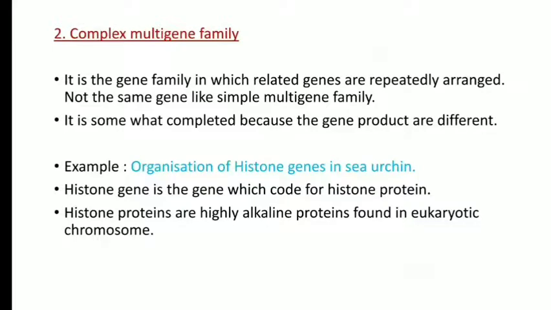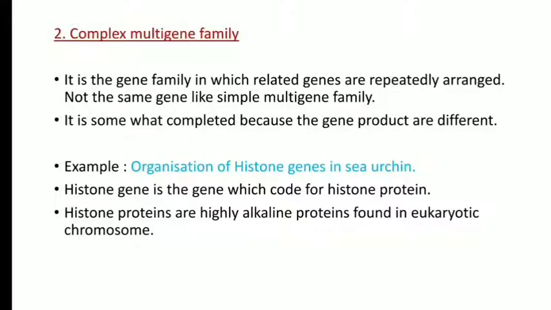Next is the complex multigene family. It is a gene family in which related genes are repeatedly arranged, not as in the simple multigene family. Here the gene products are different. An example of such a family is the organization of histone genes in sea urchin. A histone gene is a gene which codes for histone protein.